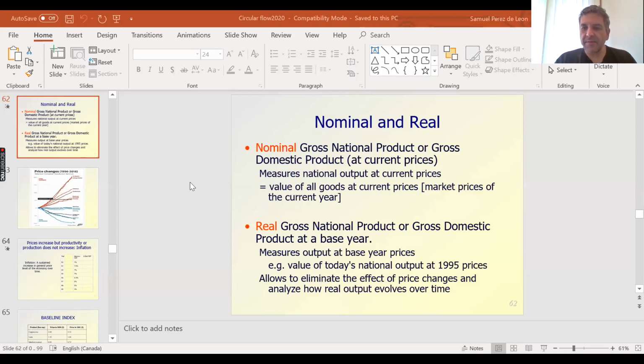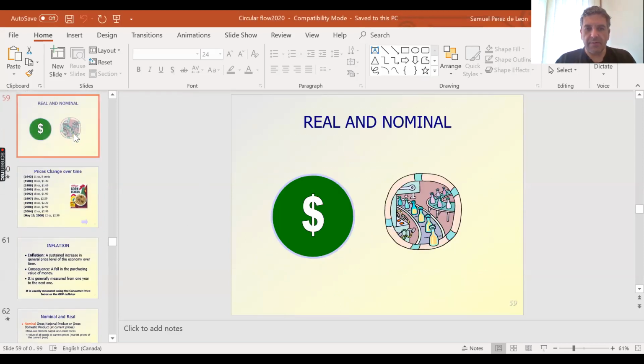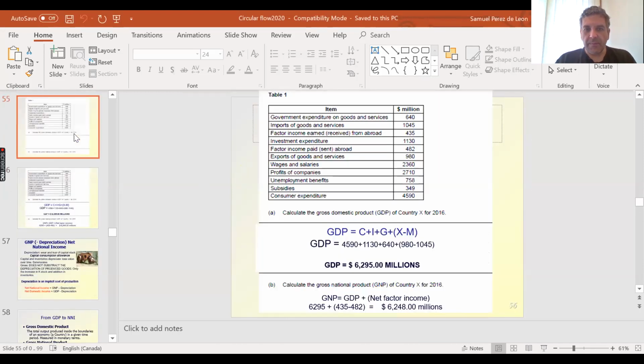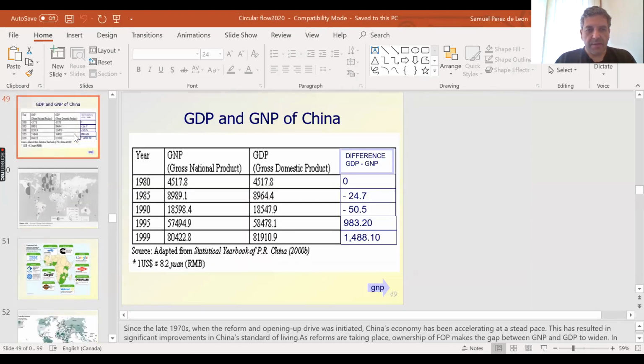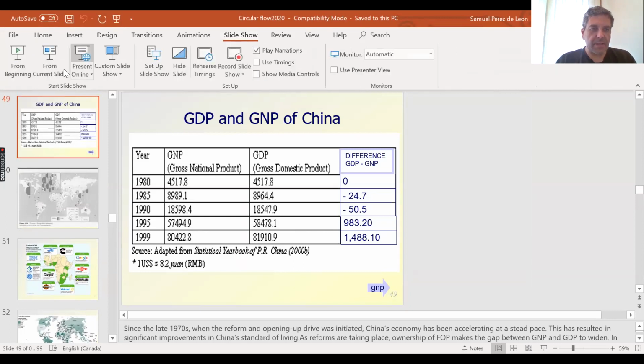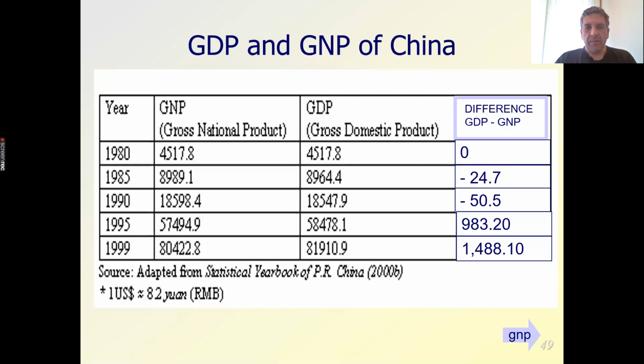Okay, so today's class, today is 23 of April. We're going to start from where we were before, which is just making a short summary between GDP and GNP. We just mentioned the difference between GDP and GNP, and the main difference is that the GNP is the GDP plus the net factor income.